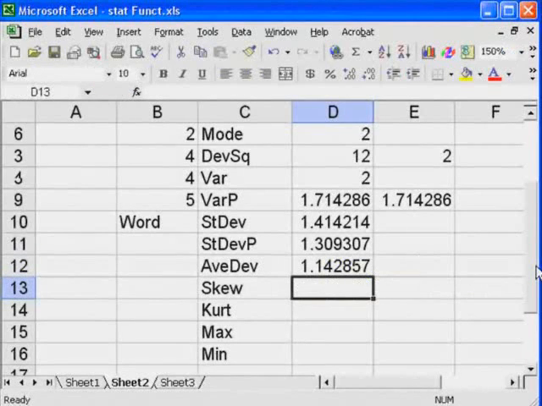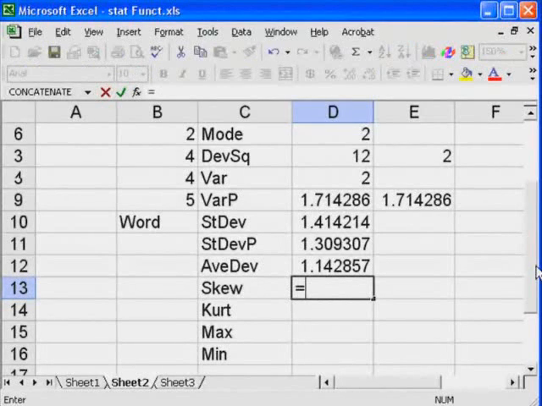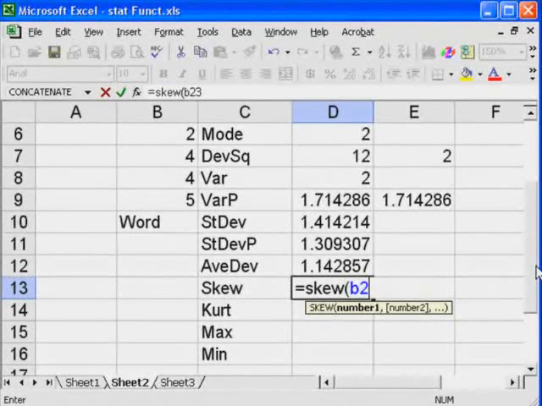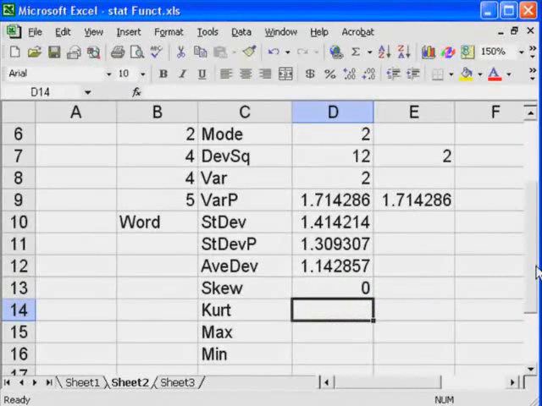That's it. A skew, maybe you know what that is by now. It's either positive, negative, or 0, and this will tell us how skewed our data are and the direction. So this is SKEW, B2 colon B10, end of parenthesis, hit enter. And in this case, our data is not skewed at all. So we end up with a 0. If we ended up with a negative number, that would mean it was negatively skewed. And the further the number is from 0, the more skewed it is.